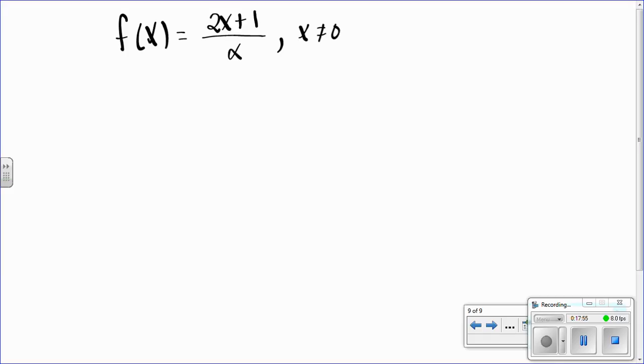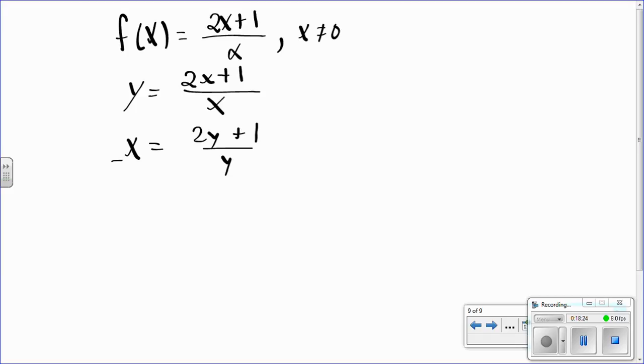Alright, so then change it to y equals 2x plus 1 over x. We'll switch. X equals 2y plus 1 over y. Alright, cross multiply.